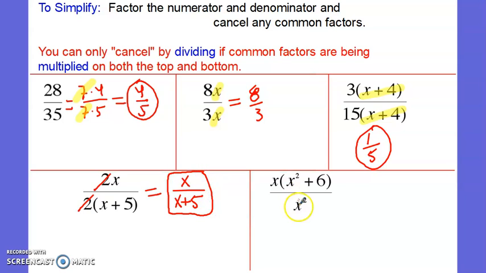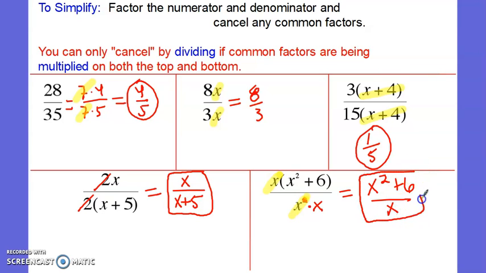Now here you might be tempted to think about those x squareds, but remember x squared on the bottom is really x times x. So what we really want to do is take away that x on the front and one of the x's on the bottom, and we will leave ourselves with x squared plus 6 all over x. Again, we can only divide away items that are multiplied.